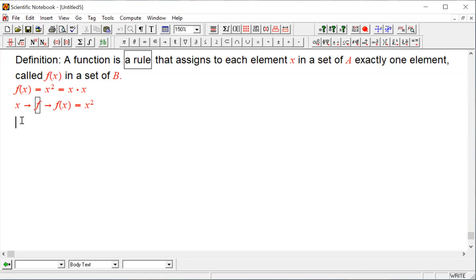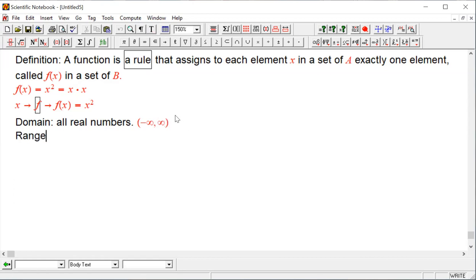Now, shall we identify the domain? What are the numbers that the rule can apply to? And we want all of them. What are the numbers that this rule would apply to and produce an output? For each one of the inputs, it produces exactly one output. That's right. Domain is all real numbers, i.e. from negative infinity to positive infinity.